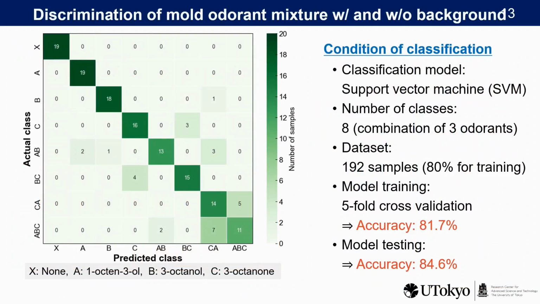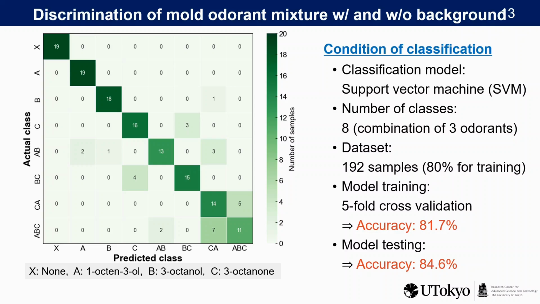Here, we applied SVM classification similarly to the previous slide. We trained the classification model so that it could classify the target odor components into 8 different categories, regardless of whether or not there were background odor components. The classification accuracy of the model by cross-validation was around 81%, and the classification accuracy for the test dataset was around 84%. So it was confirmed that the classification was relatively successful.